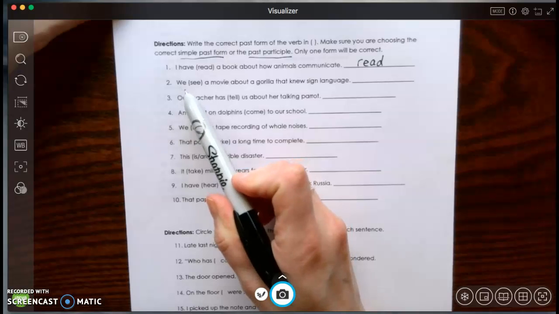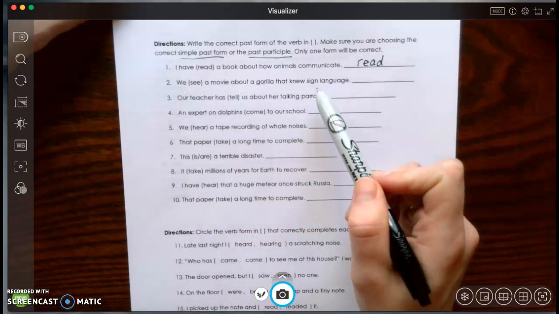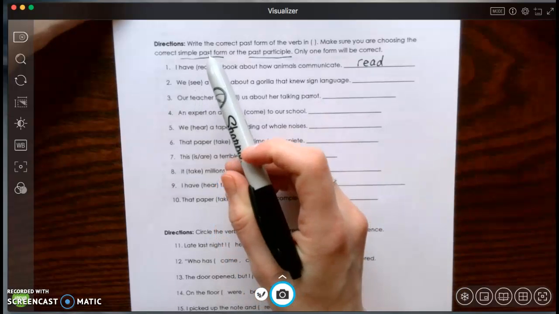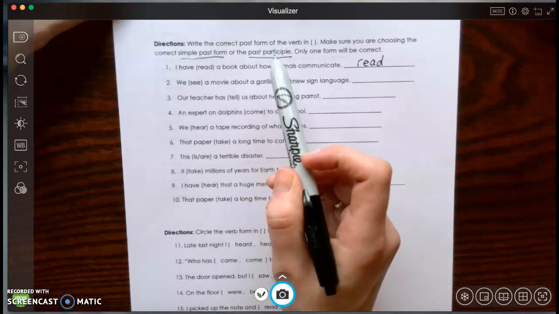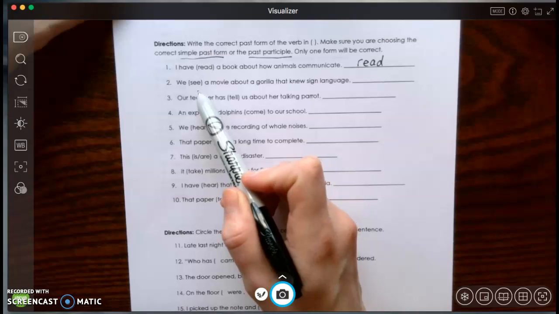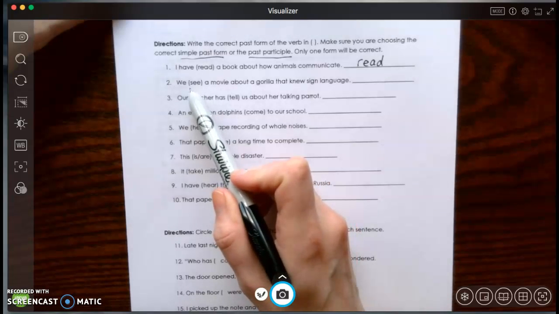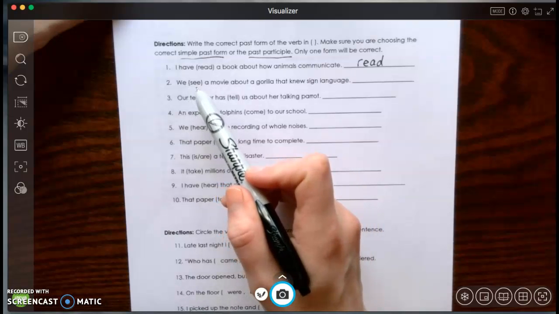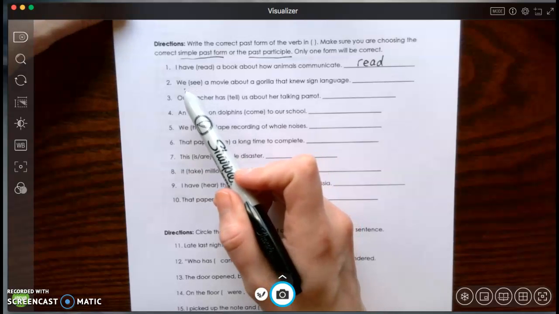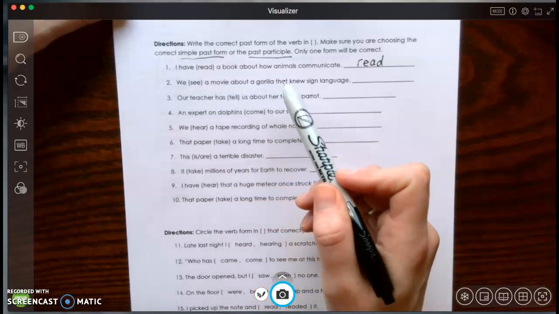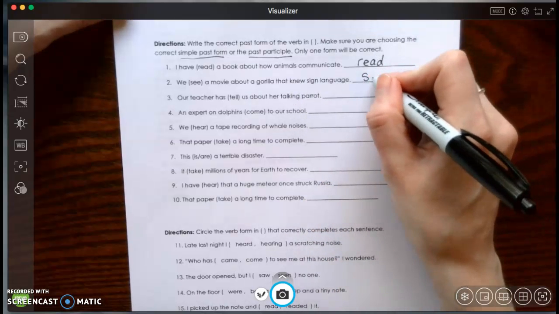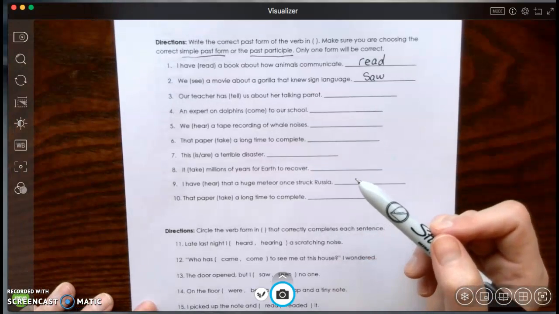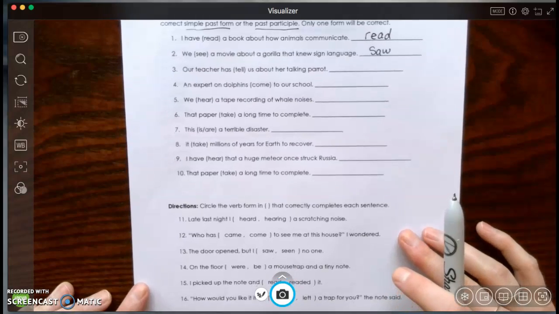Number 2 says, we see a movie about a gorilla that knew sign language. See is in the present tense. We need to put it either in the simple past tense form or the past participle form. So do you see the word have, has, or had in front of our verb here? No, it's not there. So we would actually just need the simple past tense form of see, which is actually saw. So it should be, we saw a movie about a gorilla that knew sign language. So I'm going to write saw on the line. You can do that for everyone in this section. Just make sure you're writing the correct form, simple past tense or the past participle.